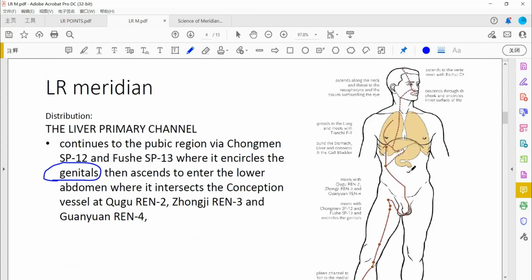Look at this picture. Stomach, liver, goes up to the eye, and then goes to the vertex, GV20, 百会, to here.